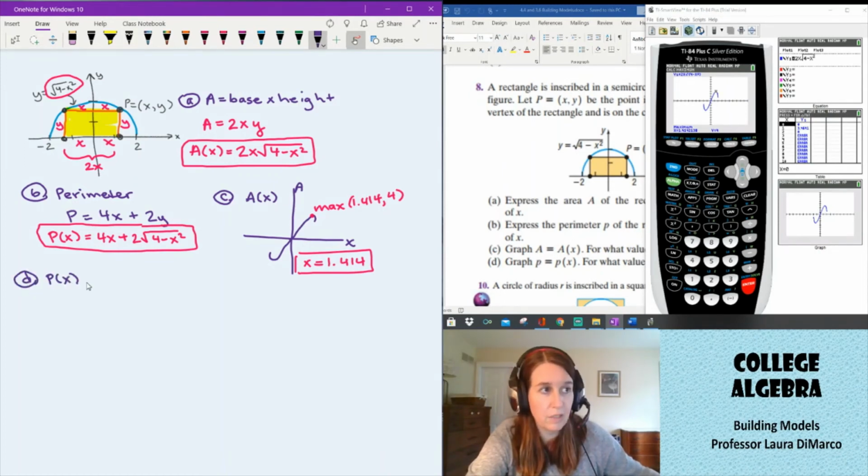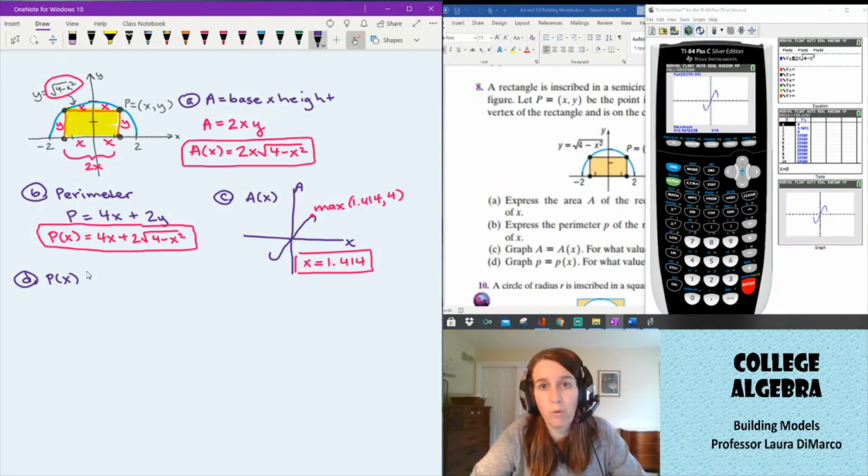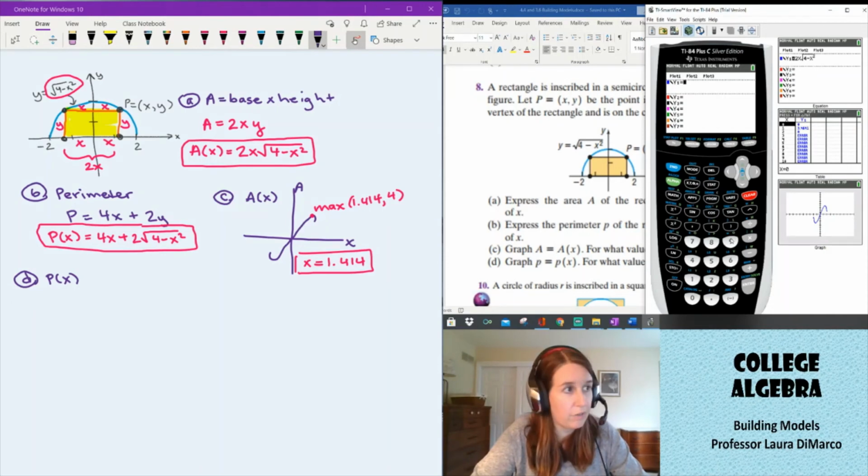and we're just going to graph the P of x and find the maximum perimeter. So let's do that. Just go to y equals and then just hit clear and then graph the P of x, which is 4x plus 2 square root 4 minus x squared. And then you'll have to hit enter. And then graph is the last button on the top.